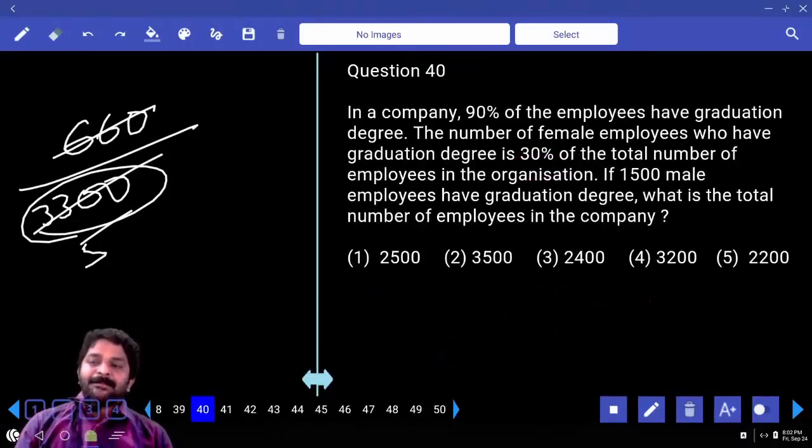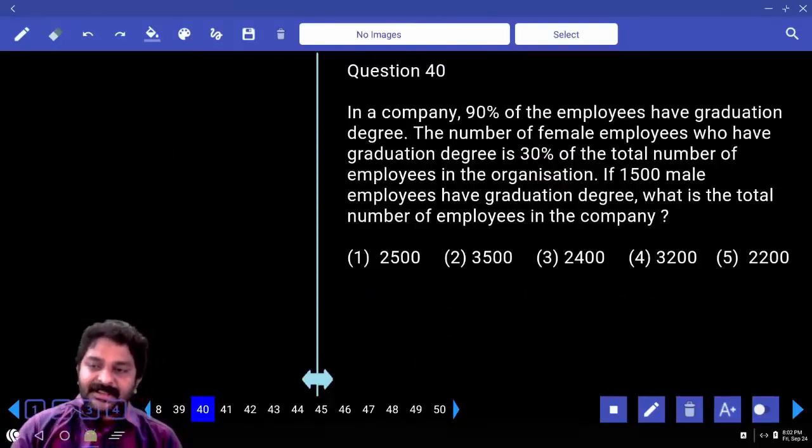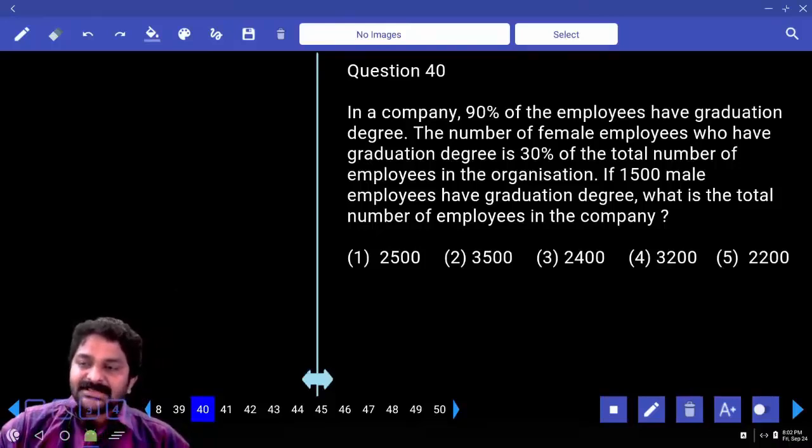In a company, 90% of employees have a graduation degree. If the number of female employees who have a graduation degree is 30% of the total number of employees in the organization, and 1500 male employees have a graduation degree, what is the total number of employees in the company?